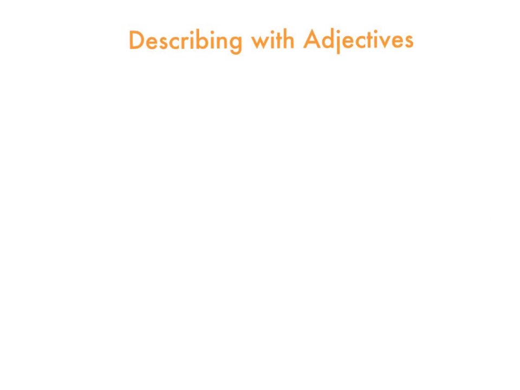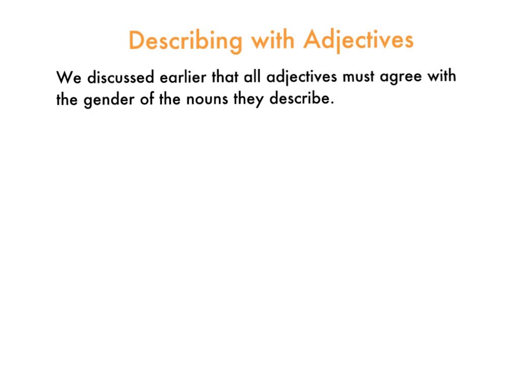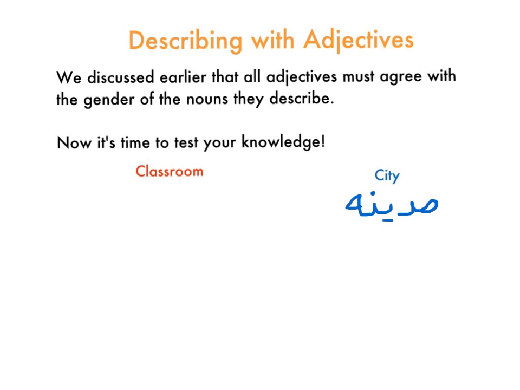Now let's see how we describe things with adjectives. We discussed earlier that all adjectives must agree with the gender of the nouns they describe. Now it's time to test your knowledge. So if we have the word Medina, which means city, do we use Medina Kabira or Medina Kabir if we want to say big city?